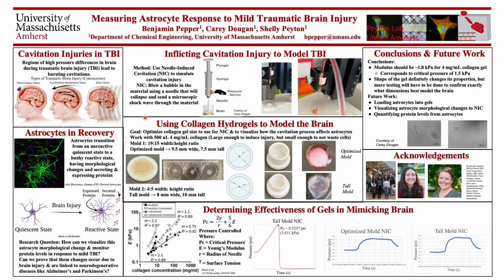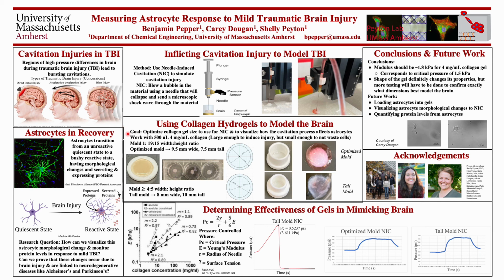So I really did this so that we could see the astrocyte morphological changes that come with the cavitation injuries. As you can see in these images, collagen hydrogels are relatively clear and give us a really just good view that isn't cluttered by other cells of exactly what happens to the astrocytes in cavitation. My goal in this research was to optimize the collagen gel size for use in NIC and to visualize how the cavitation process affects the astrocytes.